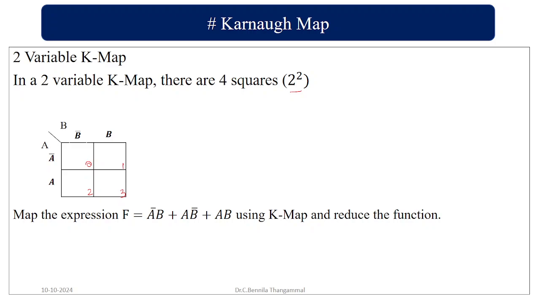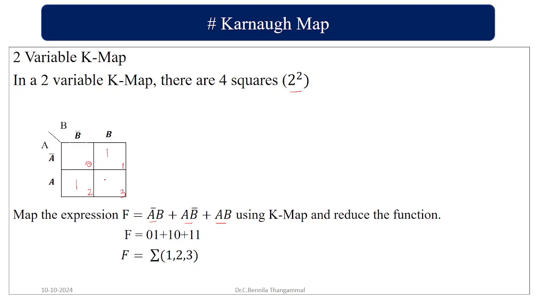Now let's see how to map the expression A bar B plus A B bar plus A B using the Karnaugh map, and how to reduce this. When the expression is given, you have to convert it into minterms, so it should be in canonical form. It is a two variable expression, and all three terms have both variables, either in original or complement form. So this is nothing but 0 1, 1 0, 1 1. 0 1 is 1, 1 0 is 2, 1 1 is 3. So totally it has 3 minterms, and the minterms should be marked as 1.